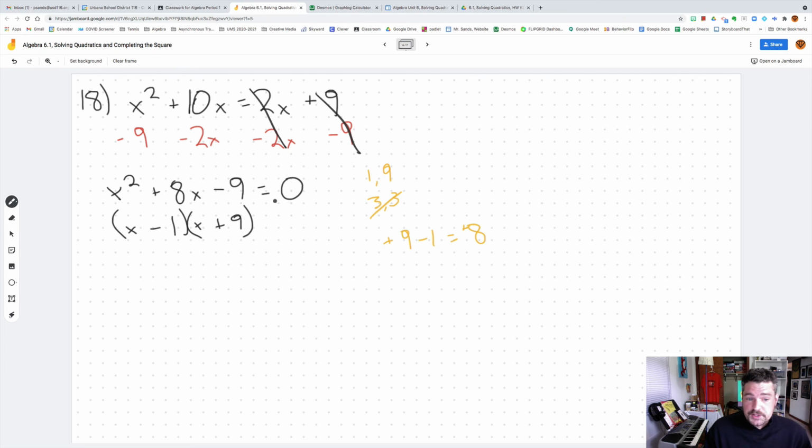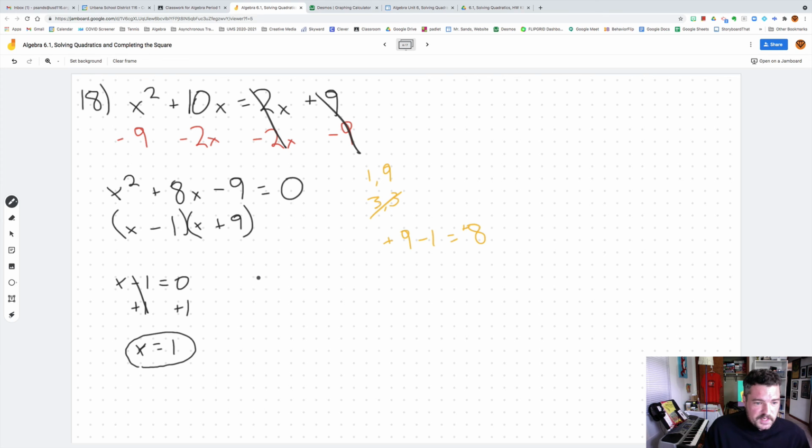So now I have two equations that I need to set up to get my final answer. x minus 1 equals 0. So I'm going to add 1, I'm going to add 1. So x equals positive 1, because those cross out. So that's one value for my zeros.